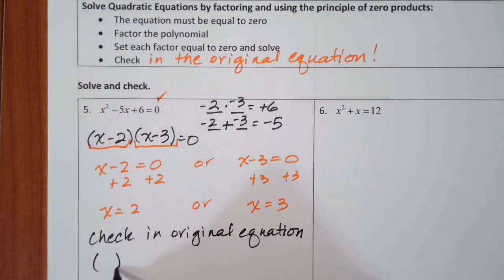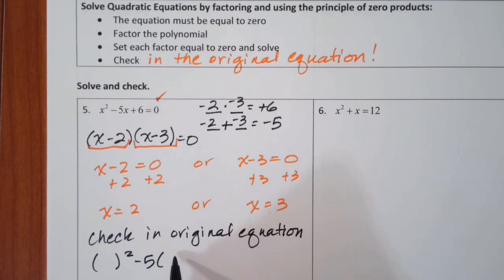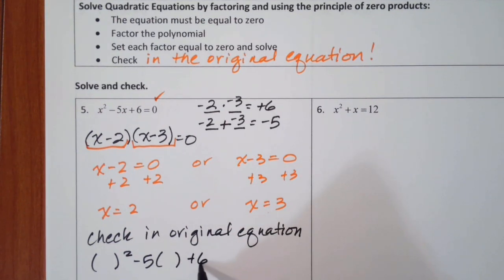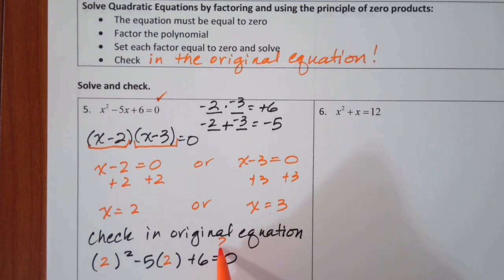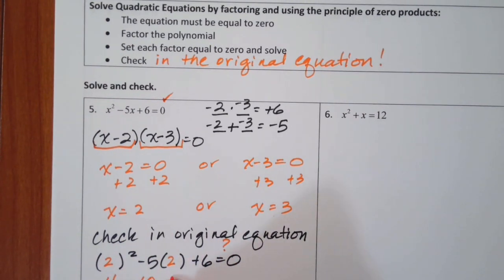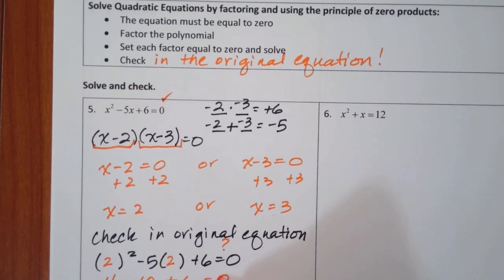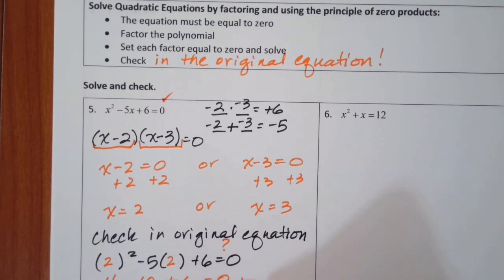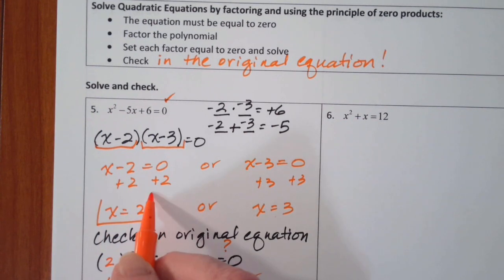Alright, so I want to know something squared minus 5 times something plus 6 is equal to 0. So 2 squared minus 5 times 2 plus 6 is equal to 0. That gives me 4 minus 10 plus 6 equals 0, which it does, so that's a solution.